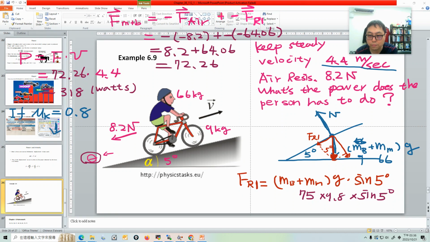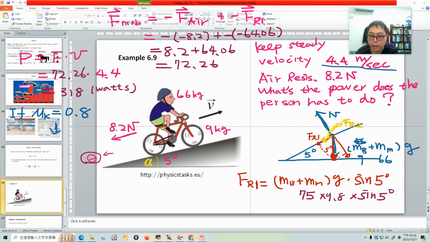FR2. You have another friction called FR2. Okay, FR2. The yellow is F. You cannot see it. There's another friction called FR2, and this comes from the friction between your tire and surface.